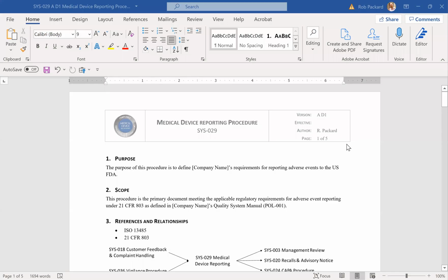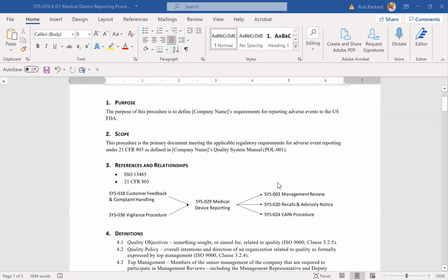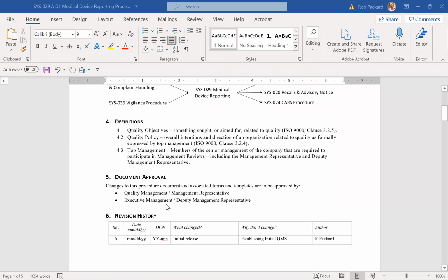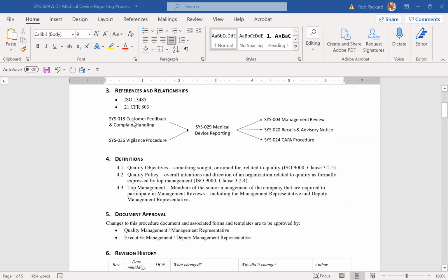Okay, here's the procedure. It's a five-page procedure. It's relatively simple. In the beginning here, we explain that the inputs to this are customer feedback and complaint handling. Other inputs could be if you have the vigilance procedure or the MPR procedure, because if it occurs in another country, then it would also be reportable in the US if it were to occur in the US for the same product. And the outputs of this would be records going to the FDA, but you might also have a corrective action that you have to implement to keep the problem from happening again.